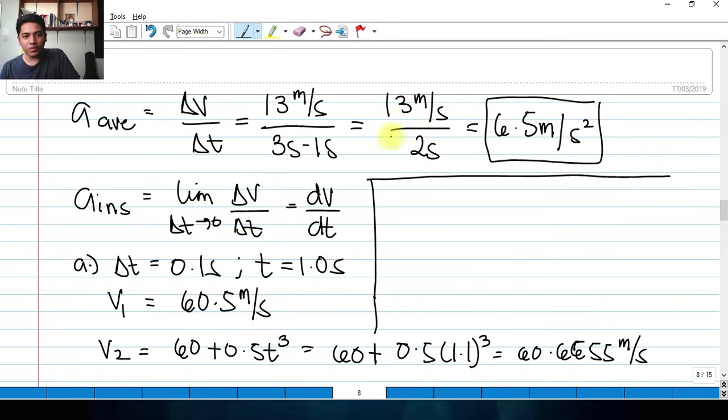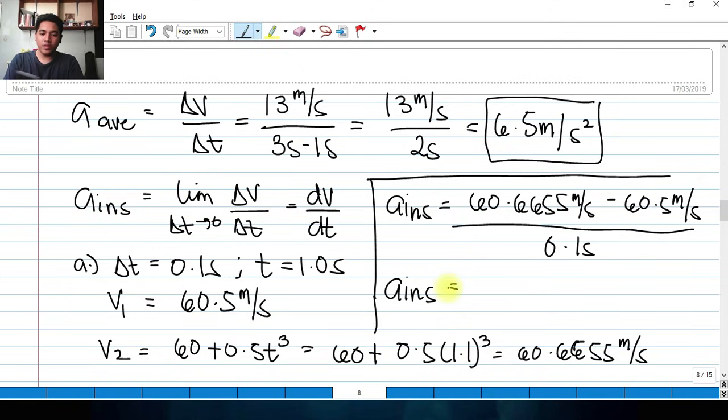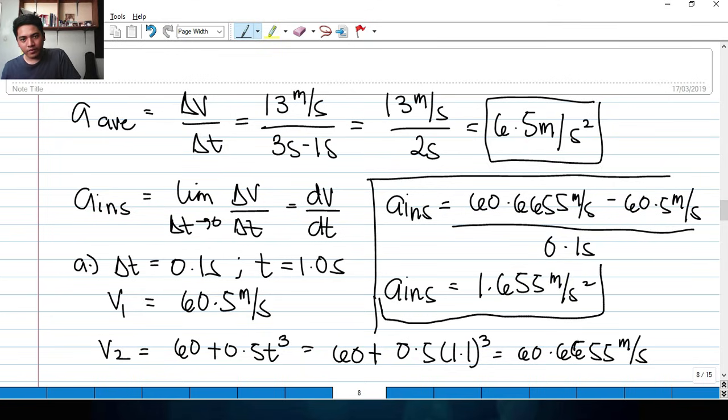So in order to get the instantaneous acceleration, a_ins, that is basically equal to delta V, of which our V2 is 60.655 meters per second minus 60.5 meters per second, divided by our delta t, which is 0.1 seconds. Our instantaneous acceleration is 60.655 minus 60.5 divided by 0.1. That is 1.55 meters per second squared.